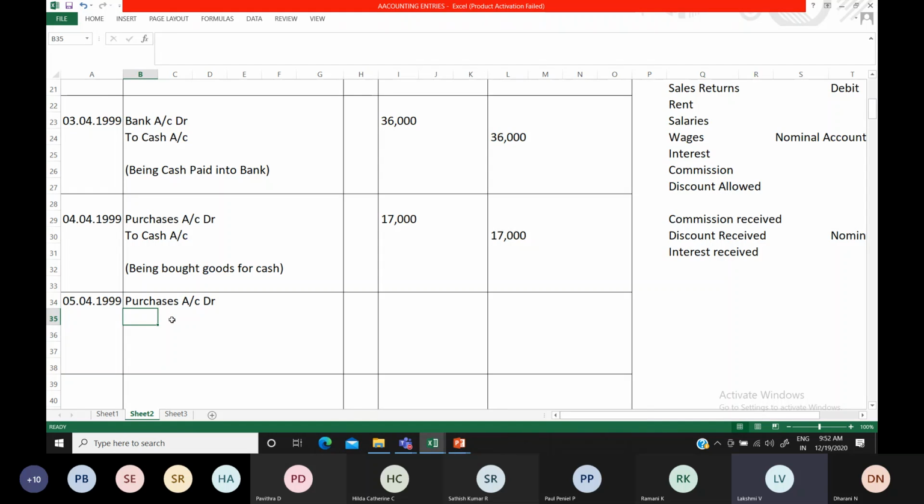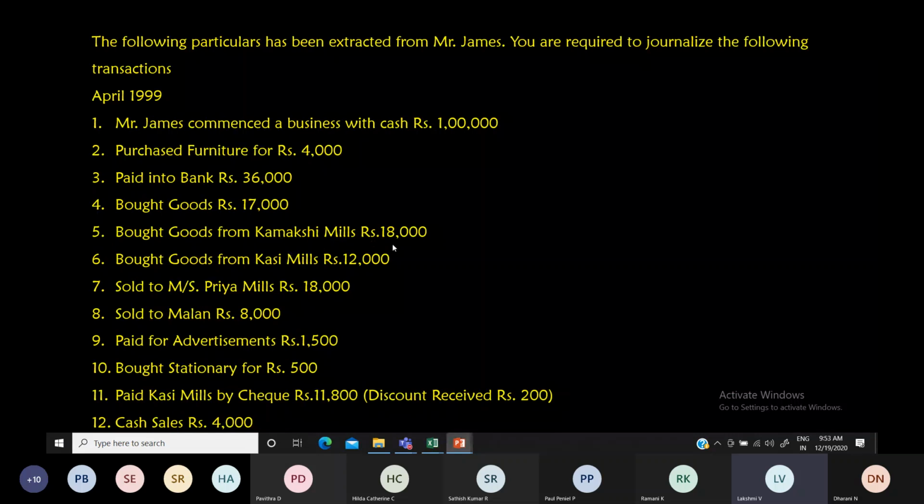If they had purchased furniture, or land and building, from that particular Kamakshi Mills, then the concerned asset has to be utilized here. Or else, goods means you have to debit the purchases account. So already we know we have to debit the purchase account. Second, if it is for cash, we credit the cash account, as we credited the cash account in the last transaction. But they have given the person, Kamakshi Mills, so it is considered a credit purchase.